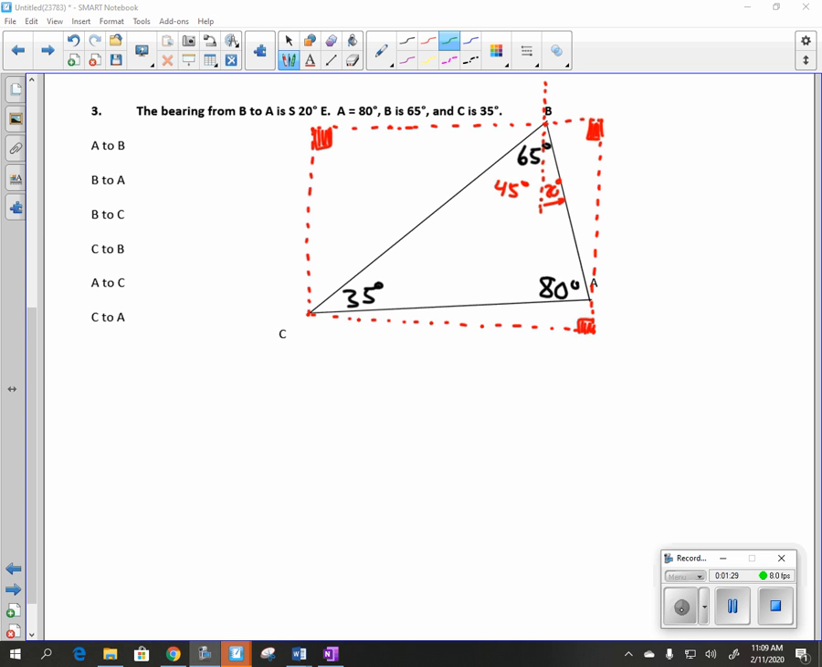If this is 45 here, what's this here? 45 as well. Very good. So you can see I have a 45, 45, 90 triangle. If this angle is 20 here, what's this angle right there? 70 adds up to 90 degrees. That would make this 20 down here.